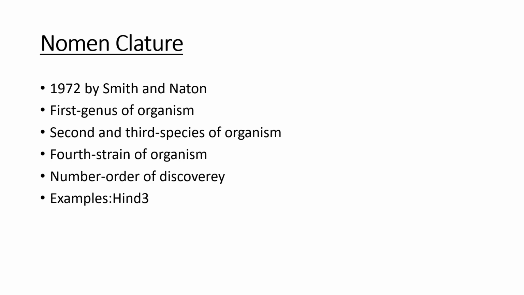For example, let us consider a restriction enzyme named HindIII. Here, H is the genus of the organism, I and N are the species of the organism, D is the strain of the organism, and 3 is the order of discovery. These are the rules used for naming any enzyme.